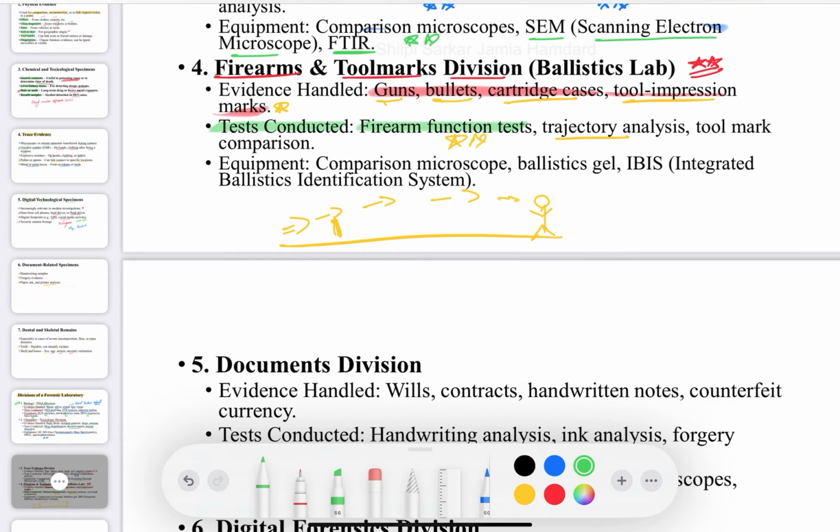Now we're discussing what kind of equipment is mainly used for the ballistic lab: the comparison microscope, ballistic gel, and IBIS, the integrated ballistic identification system. It is the most useful system used in the ballistic lab.